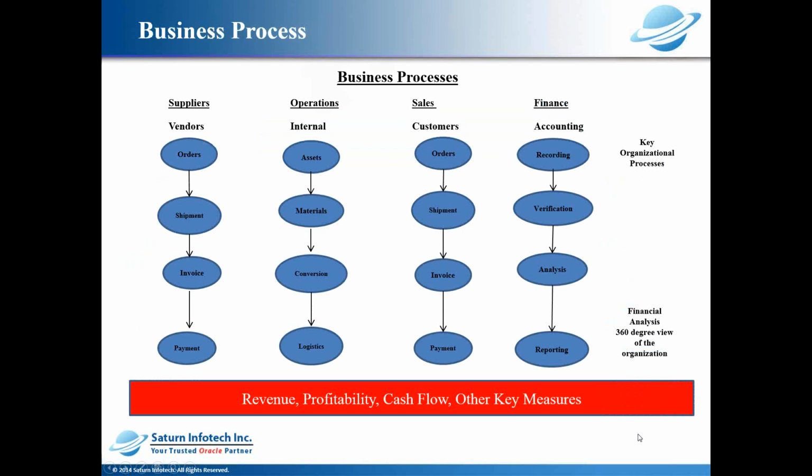This next slide kind of analyzes the business cycle. So we look across the enterprise, the business cycle across an enterprise can be siloed, from suppliers to operations to sales to finance. On the supplier side, vendors drill into orders, shipment, invoice, and payment. Operations: assets, materials, asset conversion, and logistics. From our customer facing come orders, shipments, invoices, and payments.